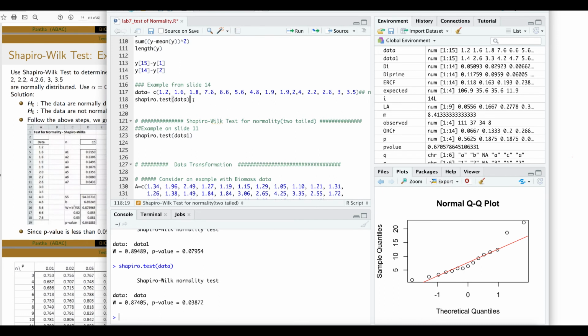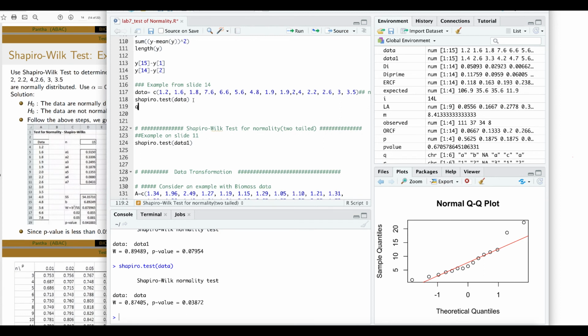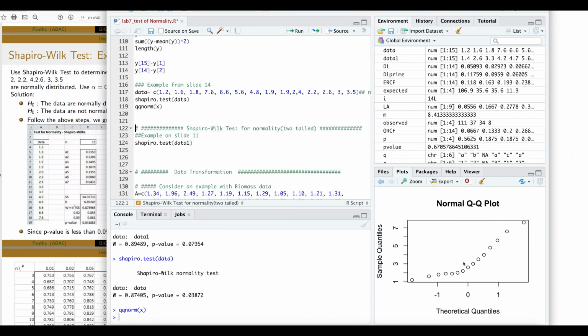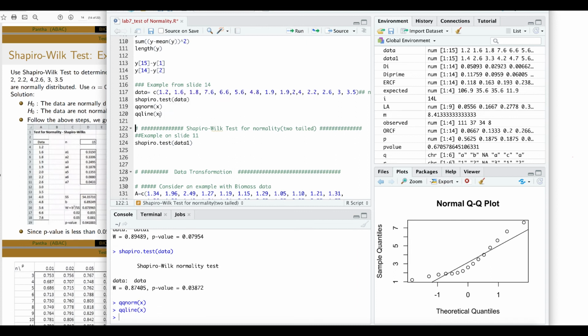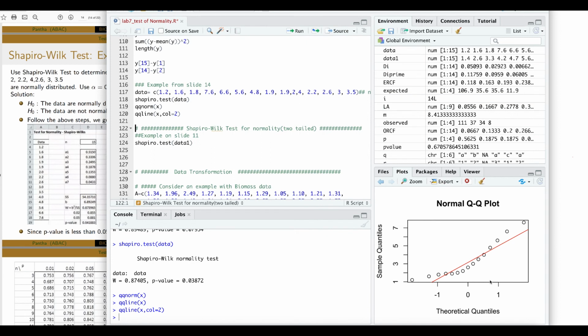Then let us see how the QQ norm looks. QQ norm X. And then if you do the QQ line, and then X, and color equals 2, you get a red line. You see that it is a little bit not on a straight line. You can kind of guess, but the QQ plot is not 100% perfect. So the p-value method, the Shapiro Wilk test, is the best method to test normality.